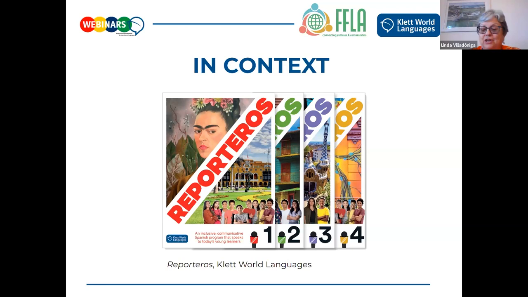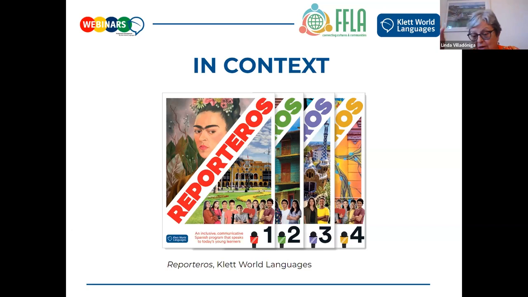Okay, so right now, going back to the presentation, we have Reporteros Uno, Dos, y Tres available. And four, as I said, is coming out in June 2024. There are correlations for 1, 2, and 3 for the AP program, and for the IB program, and hopefully soon for the Cambridge Advanced International Certificate of Education program. Those will be available also, so that you can see what activities target what topic or theme, okay?